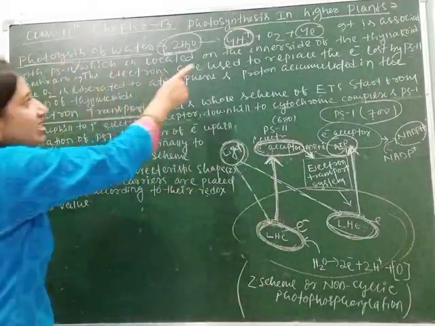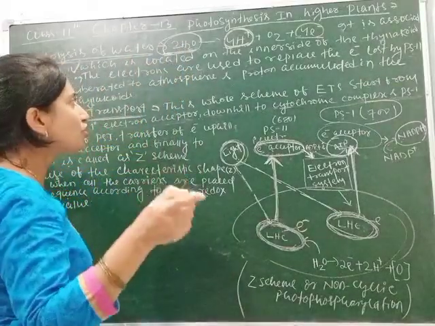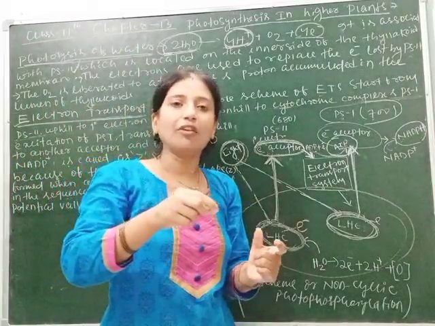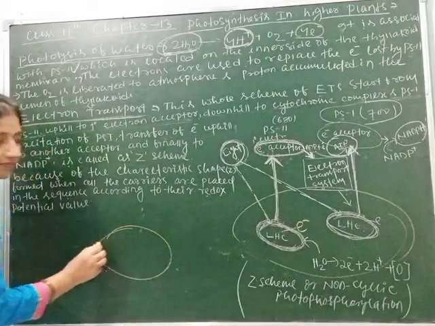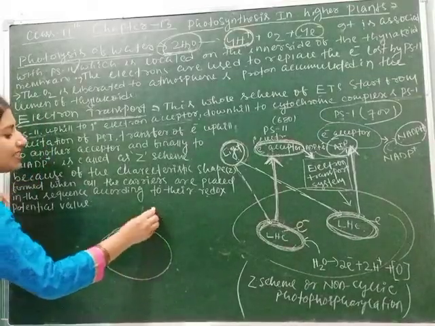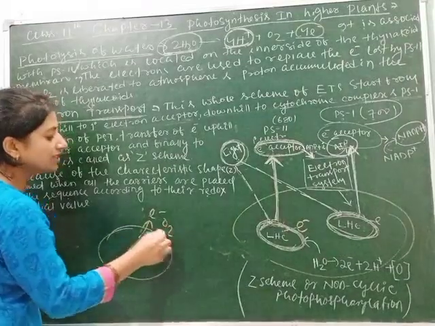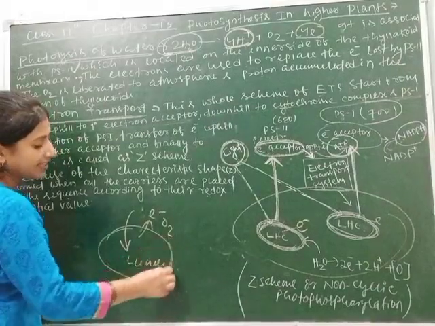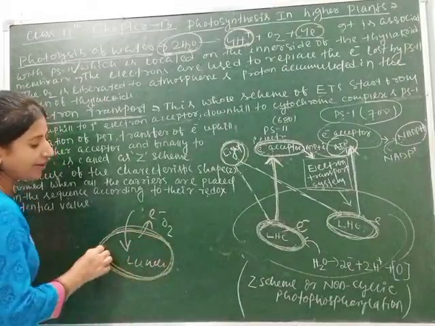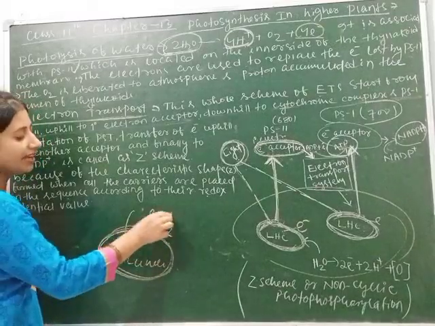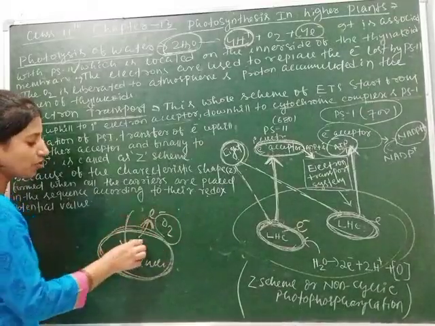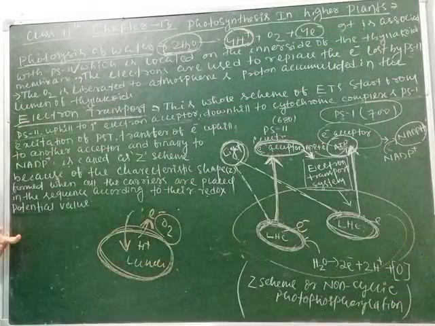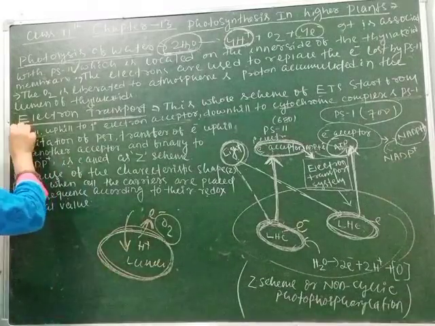So what happened? The oxygen released from breakdown of water goes to the atmosphere, whereas the protons are accumulated in the lumen of thylakoid. Suppose this is thylakoid. Clear? The electrons are released outside, in the form of oxygen, and the protons come towards the inside. This is the lumen and this is the thylakoid membrane. Oxygen is released outside, whereas protons come towards the lumen of the thylakoid membrane. Clear?